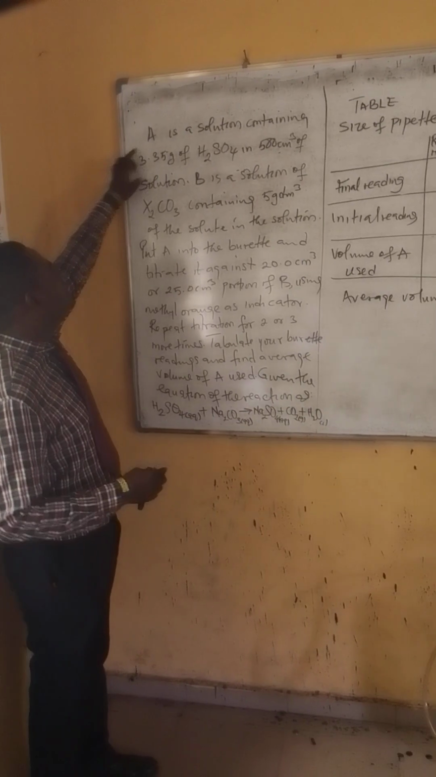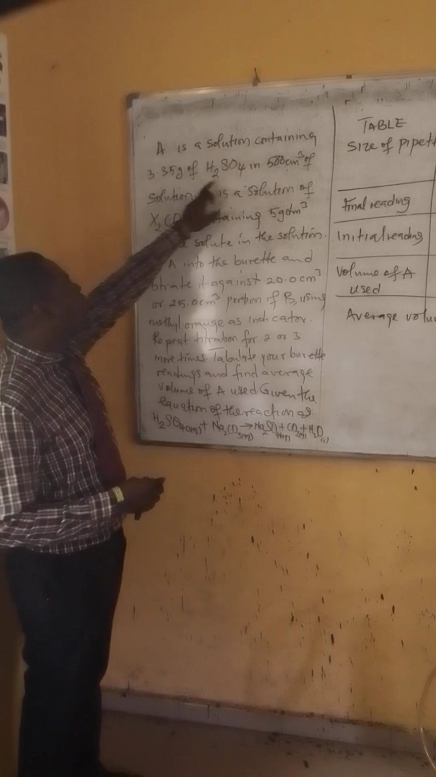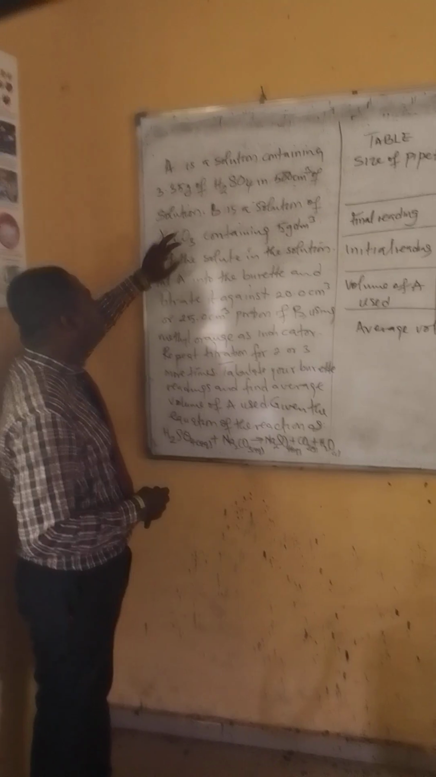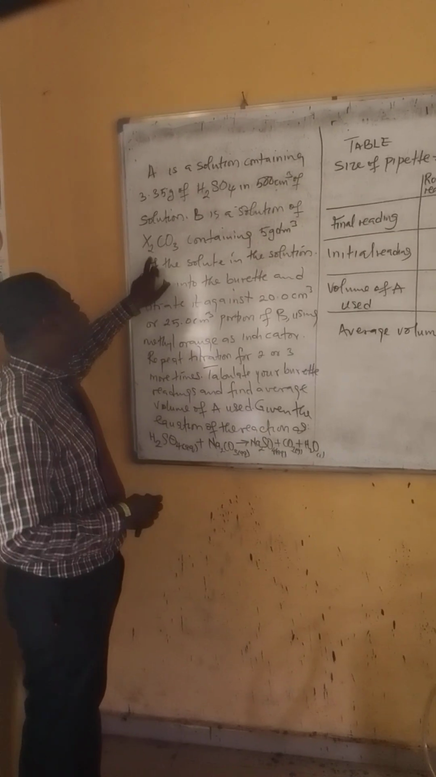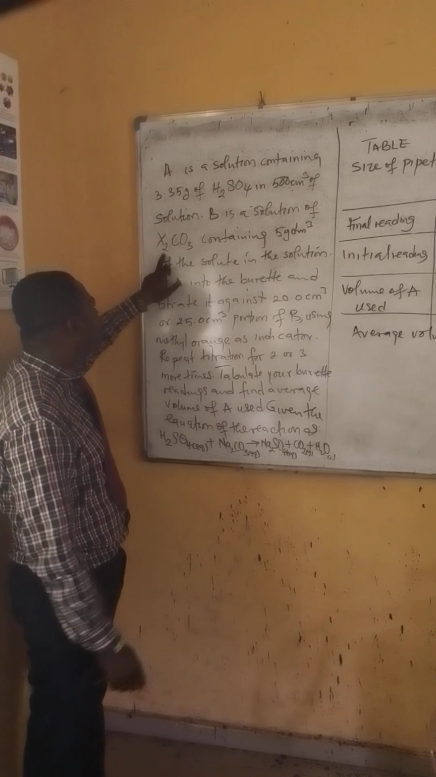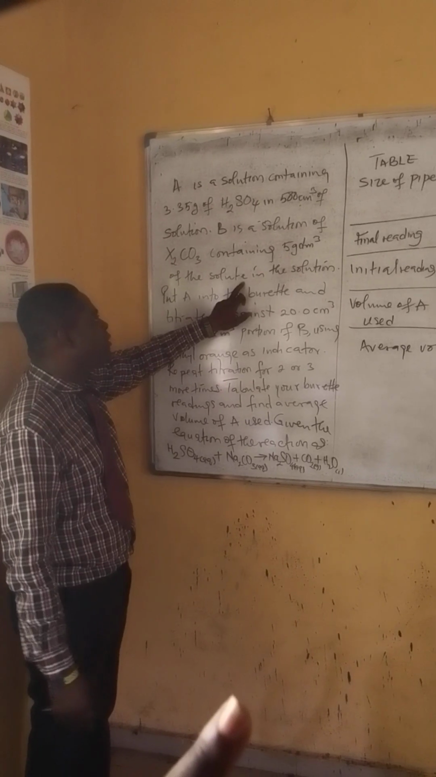You say A is a solution containing 3.35 grams of H2SO4 in 500 cm3 of solution. But take a look at this B. B is a solution of X2CO3 instead of Na2CO3. Now you have X2CO3 containing 5 grams per dm3 of the solution.